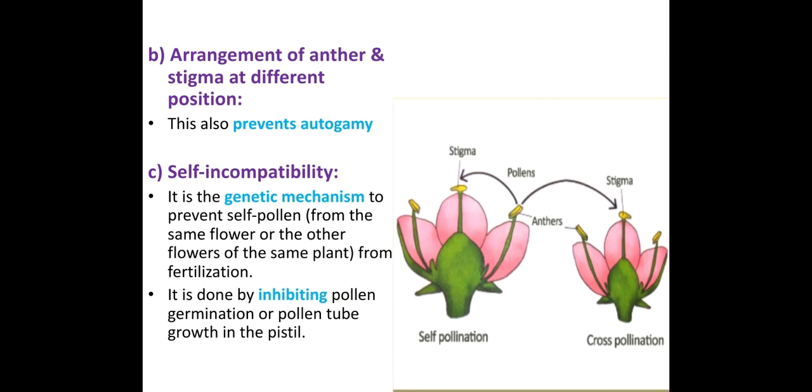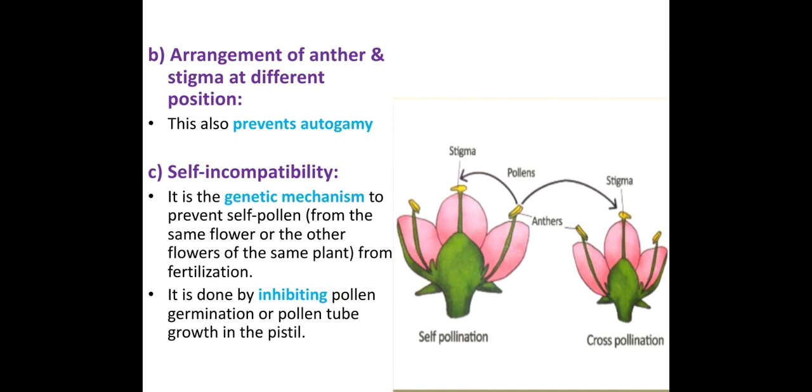The third type is self incompatibility. What is self incompatibility? It is a genetic mechanism to prevent self pollen from fertilization. What is self pollen here? It may be the pollen of the same flower or the pollen of a different flower of the same plant. Both pollens are prevented from undergoing self pollination here. So this is a genetic mechanism. We'll see how fertilization is avoided. It is done by inhibiting pollen germination or pollen tube growth in the pistil.